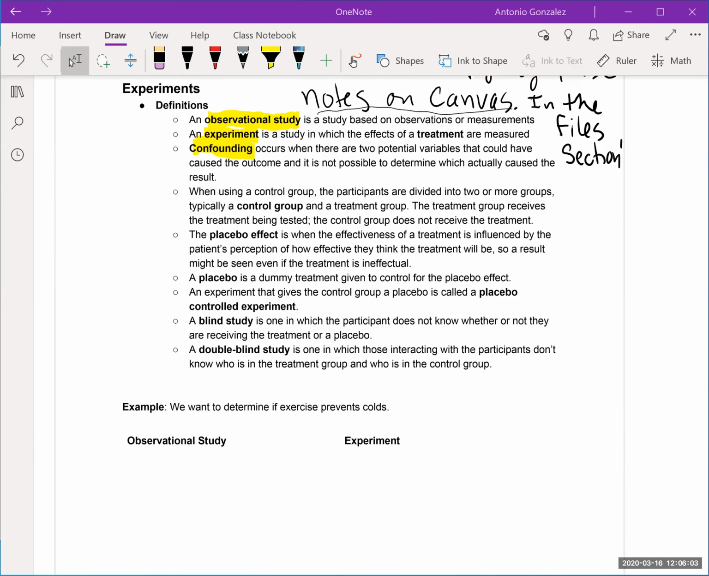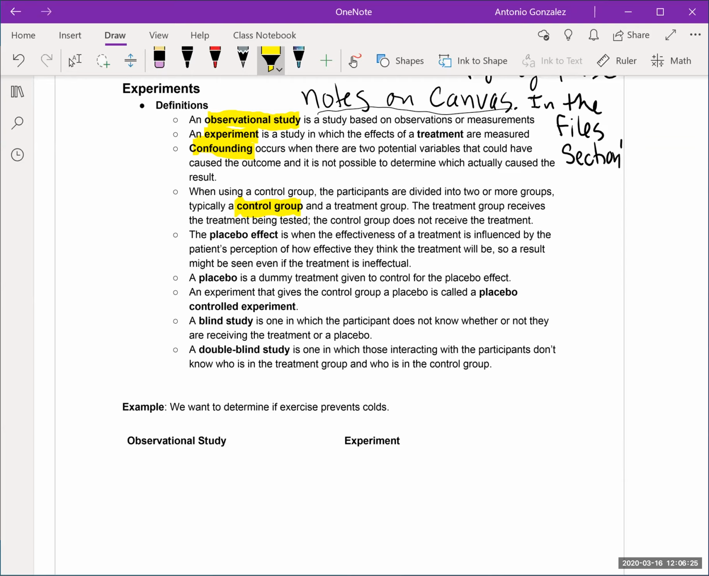When we're talking about experiments, the first thing is the control group. When we have a control group, the participants are divided into two or more groups, typically called the control group and a treatment group. The treatment group receives a test.